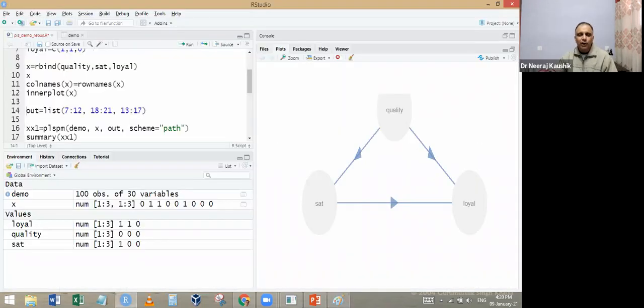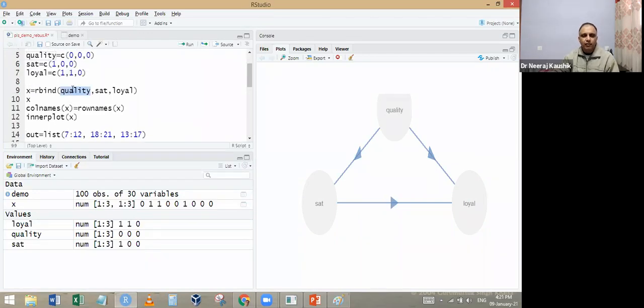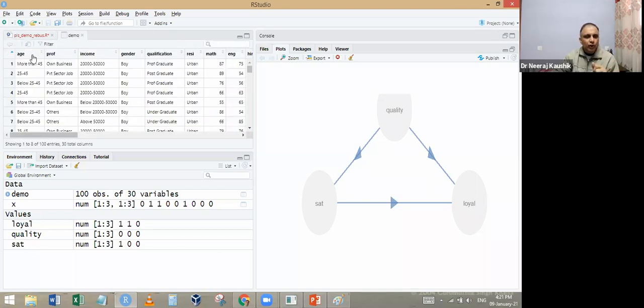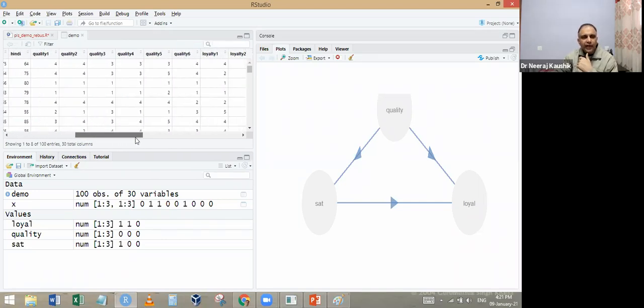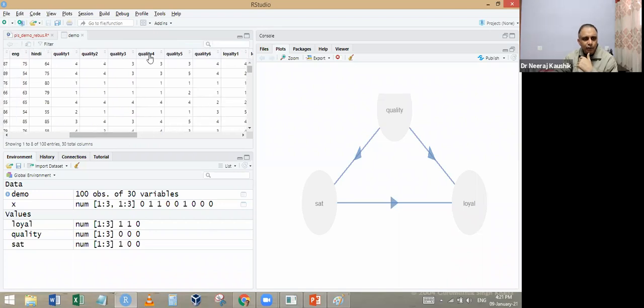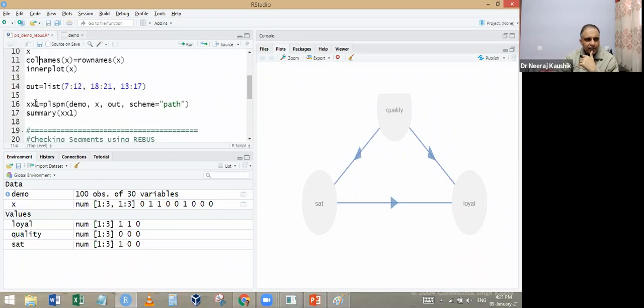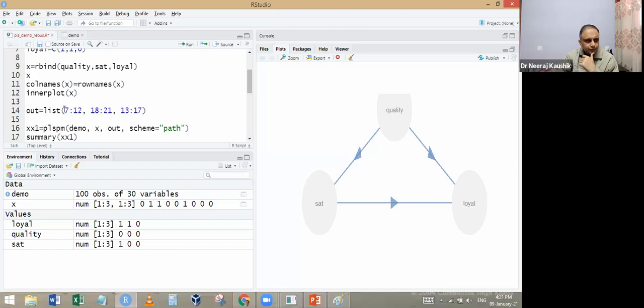So what we will do, we will simply write it in my data file. Quality is where? Quality consists of certain statements. So look at my data file demo. I'm just reading column numbers: 1, 2, 3, 4, 5, 6, 7, 8, Hindi is 9, then 10. So quality is in columns 10, 11, 12, 13, 14, 15. 10 to 15 is the quality. So I have written here out is equal to list, and I must write it as 10 to 15. That is my quality. Where is satisfaction?